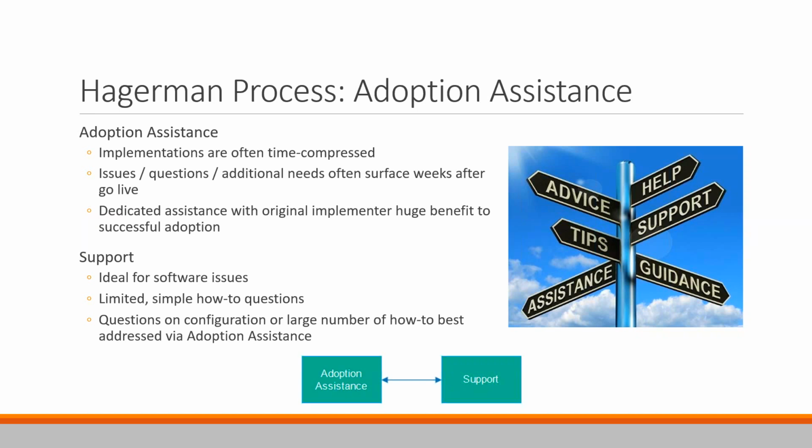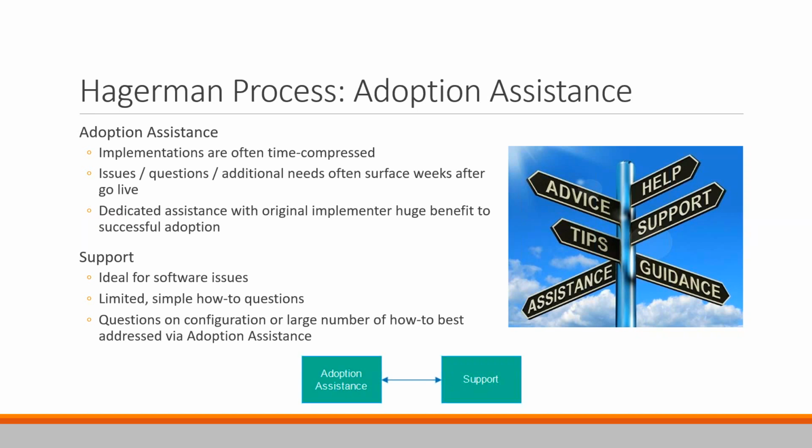adoption assistance, essentially dedicated sessions with the person who implemented your system so that they have been in the conversations, they know your environment. You periodically get together with them for 2 or 4 hours at a time over a few weeks after go live just to answer questions, see how the system is going, provide recommendations, etc. And that is by far the best way to help you get the system adopted and in use by the end users.